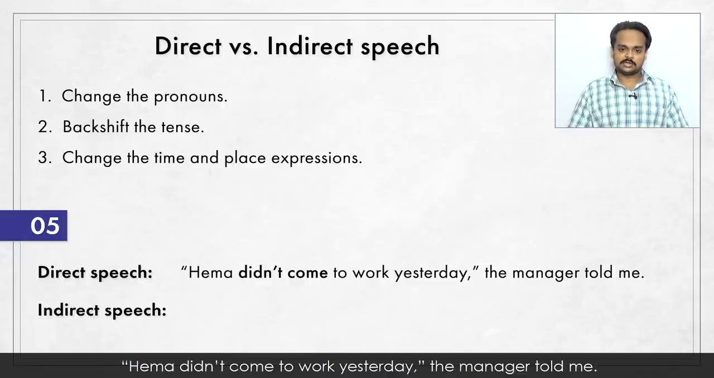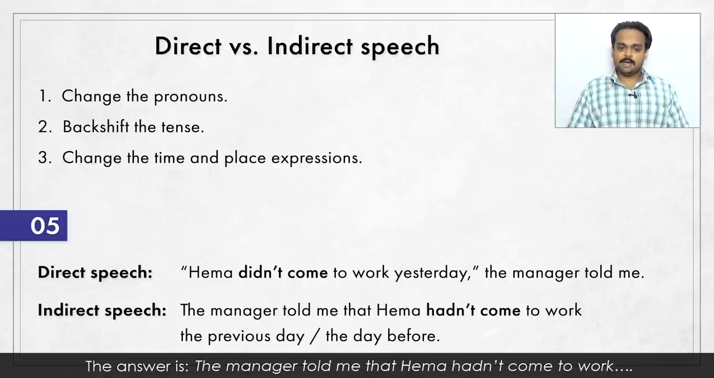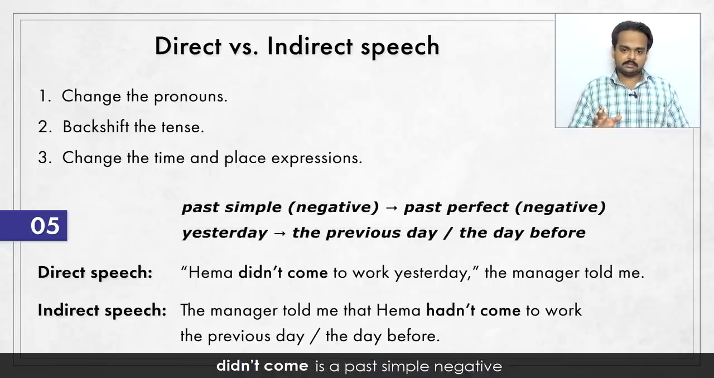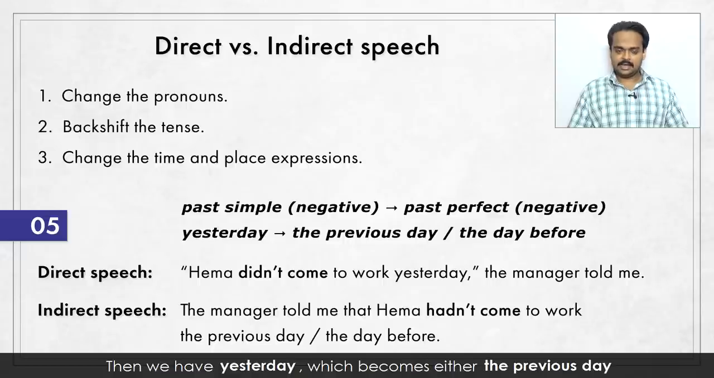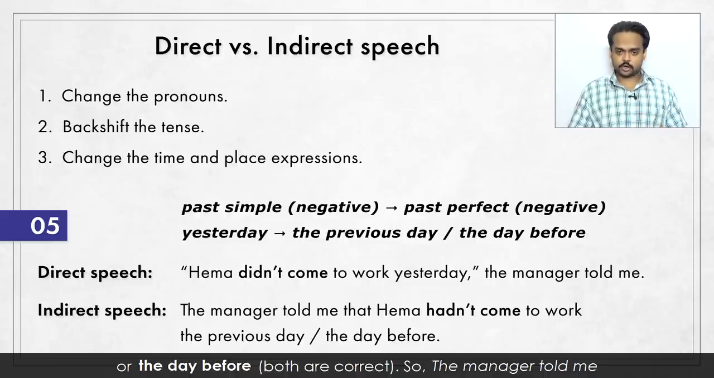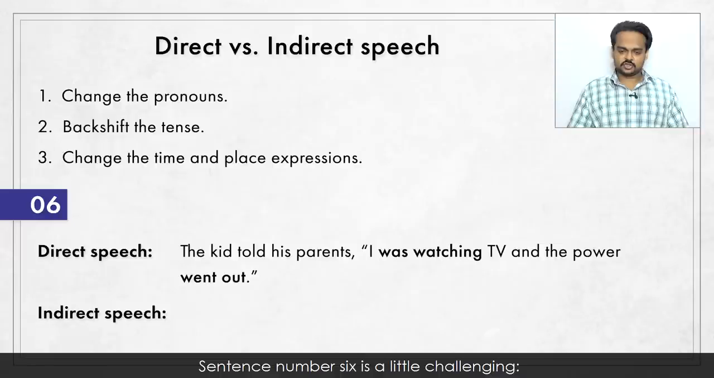Hema didn't come to work yesterday, the manager told me. Try to change it. The answer is, the manager told me that Hema hadn't come to work. Now, didn't come is a past simple tense negative, which changes to hadn't come, past perfect negative. Then we have yesterday, which becomes either the previous day or the day before. Both are correct. So the manager told me that Hema hadn't come to work the previous day or the day before.